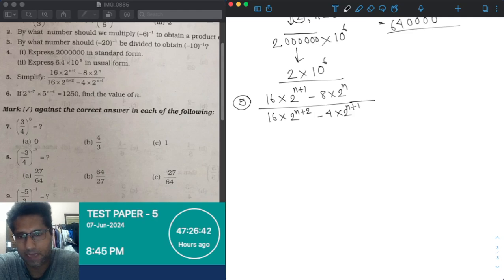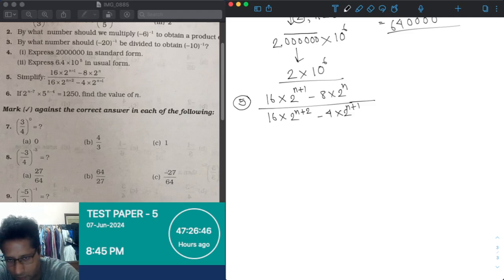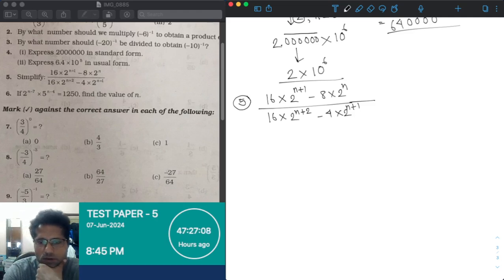We can see that it is in the rational form, and the numerator is the difference of two numbers where the two numbers have one factor as an exponential, that is 2 to the power n plus 1, 16 into 2 to the power n plus 1, and we have minus 8 into 2 to the power n. Now in the exponentials, if you see, 2 to the power n is the smallest one. So we have to cancel that out.